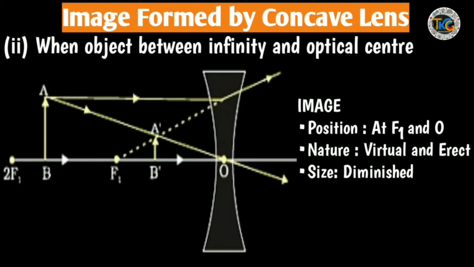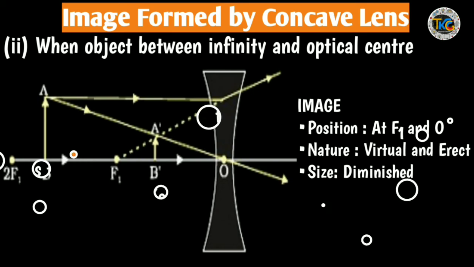So what is the position of the image? The image position is between F1 and the optical center. Here also the image nature is virtual and erect, and the size is diminished. So the image size is smaller than the object size. In every case here the image size will be diminished.